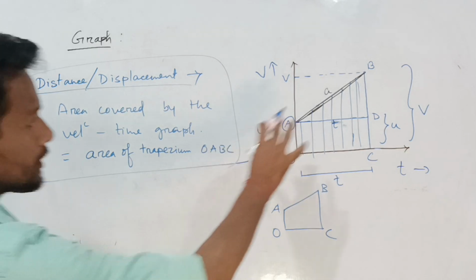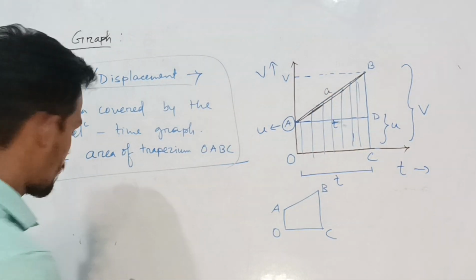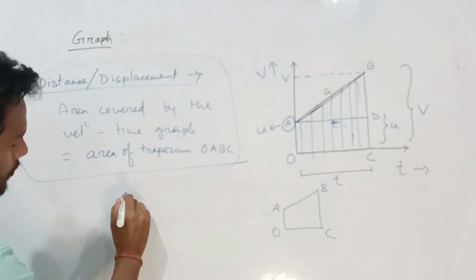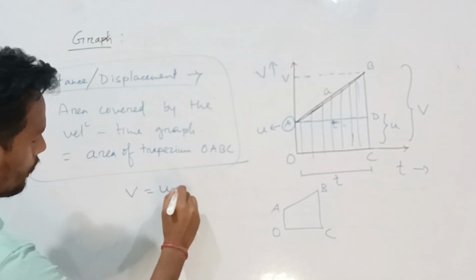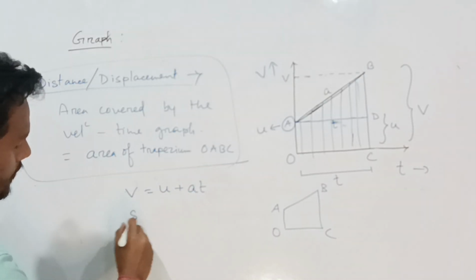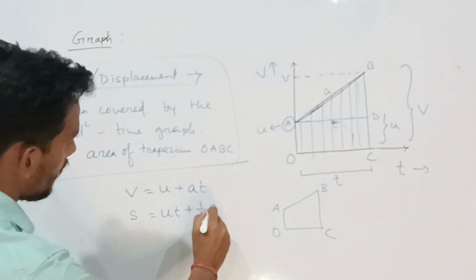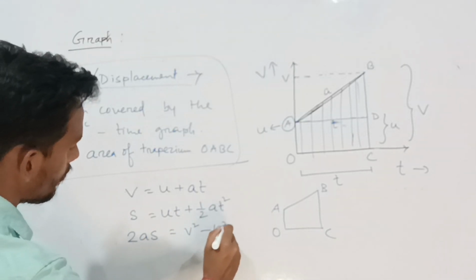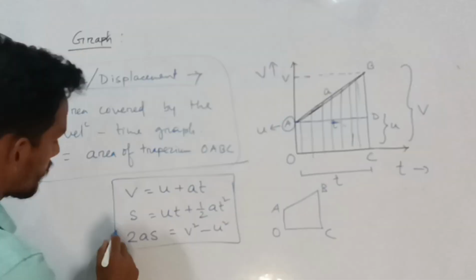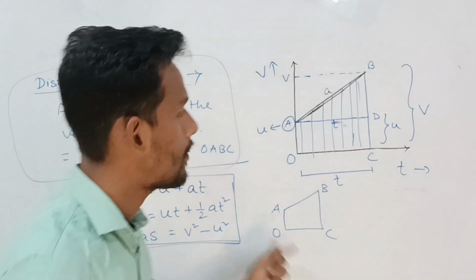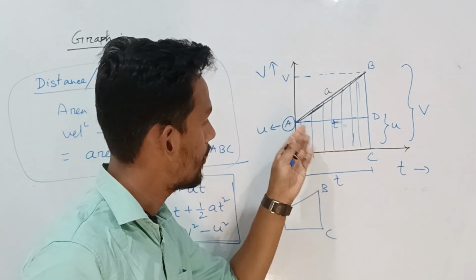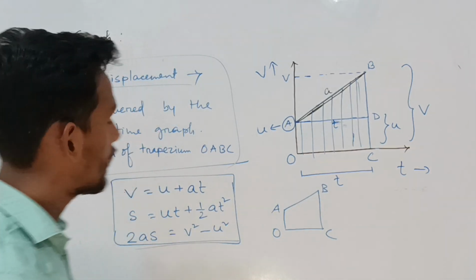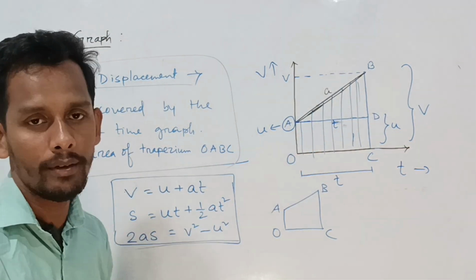Clear? Now, from this graph, you can find the three equations of motion. So I will give you the equations of motion. These are the three equations of motion. First one is v is equal to u plus at. Second one is s is equal to ut plus half at square. And third one is twice as is equal to v square minus u square. These are the three equations of motion by which you can numerically find out the initial velocity, final velocity, time, distance, and acceleration. Clear? So you can also prove these formulas by this graph.